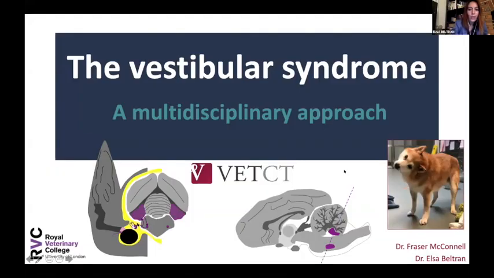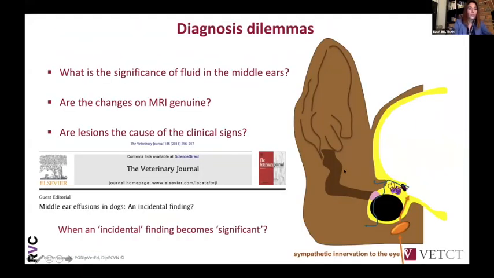Okay, so I'm just going to do the last part of this lecture and try to discuss, as Fraser said, one of these dilemmas. When we talk about how significant those clinical findings are, for example, what is the significance of the fluid in the middle ears that we're seeing on advanced imaging, and are the changes on the MRI genuine? Can we associate those lesions with the clinical signs?